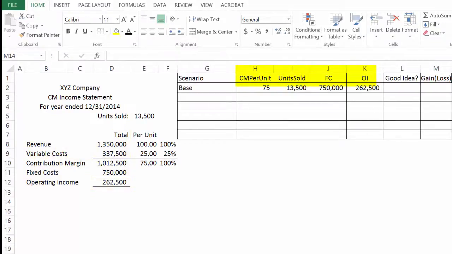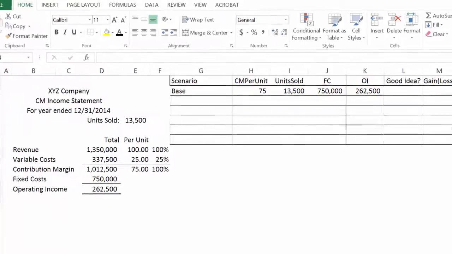In columns H through K, I have the elements of the CVP equation. I have contribution margin per unit, units sold, fixed cost, and operating income across the top. Notice that I've taken the contribution margin per unit of 75 from the contribution margin income statement. Units sold 13,500. The fixed cost 750,000.